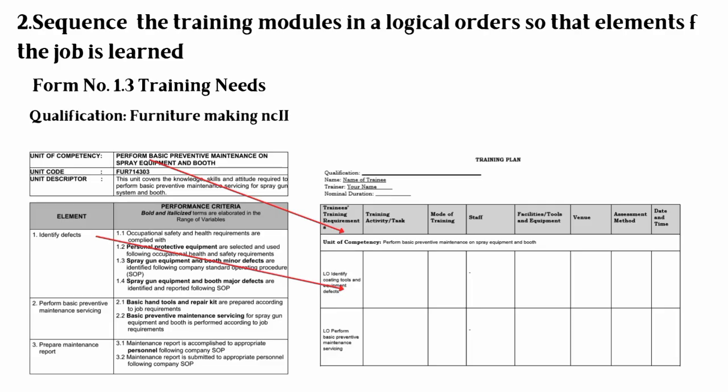The next is to sequence the training modules in logical order so that each element of the job is learned. Here on the left side of the screen is the training regulation, while on the right side is the training plan. We're going to locate the unit of competency in the TR. As you see, I put the core competency here, which is perform basic preventive maintenance on spray equipment and booth. Next we put the unit of competency here and the trainee's training requirements based on the TNA result, which are the identified gaps in 1.3. We're just going to copy this and paste it in the training plan.